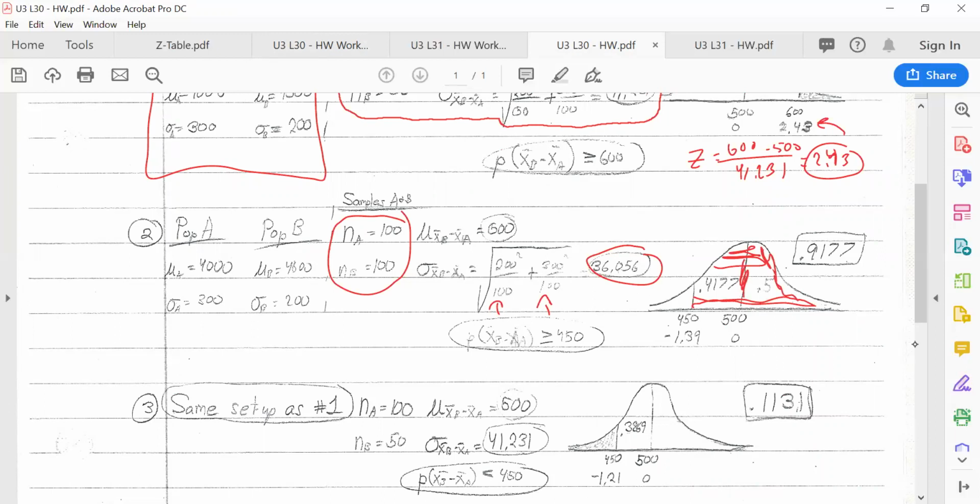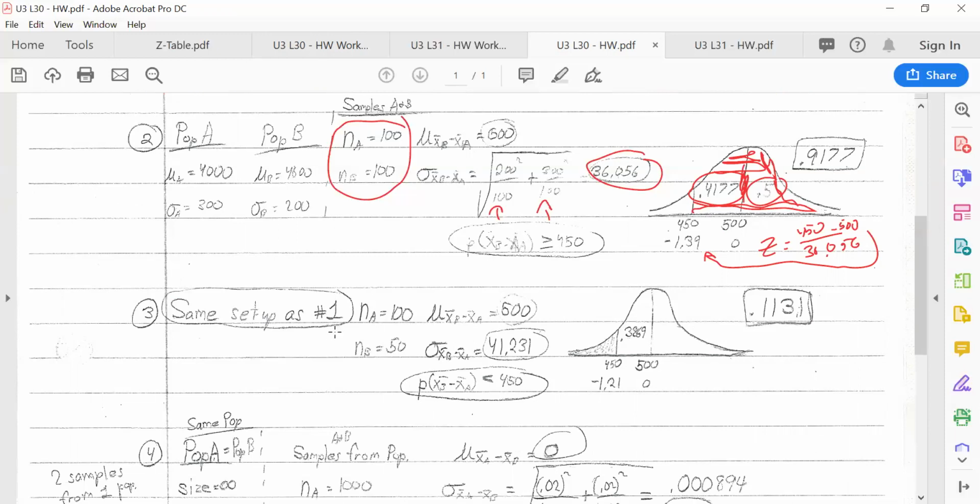And I plug in, I get my z-score, and the z-score changes now. It's going to be 450 minus 500 divided by the 36.056. And that's how I get my z-score of negative 1.39. I get an area of 0.4177. Add that to 0.5, and I get 0.9177 as my area. There's my answer for number two. You only need to do number two and three.